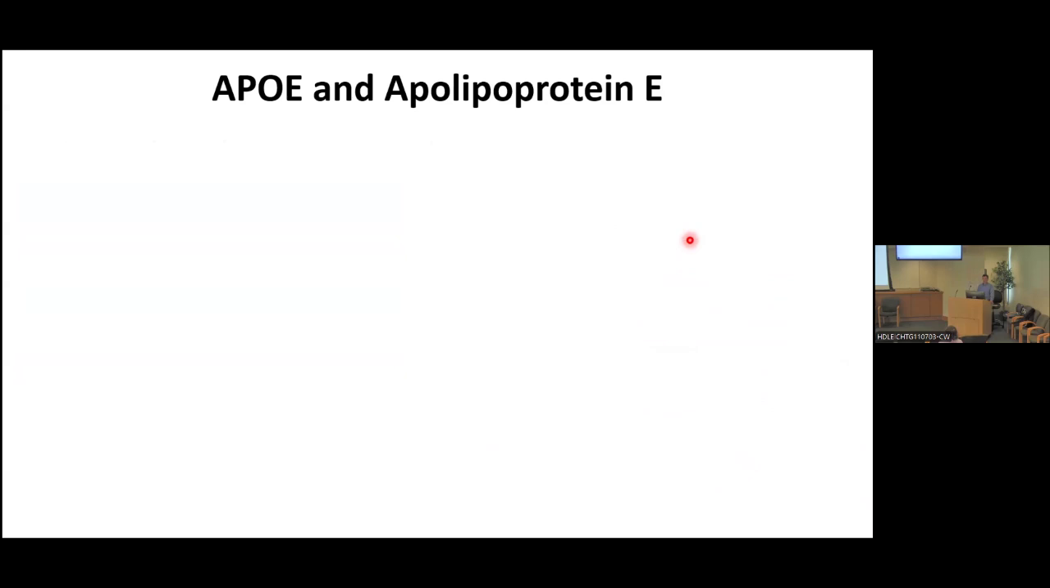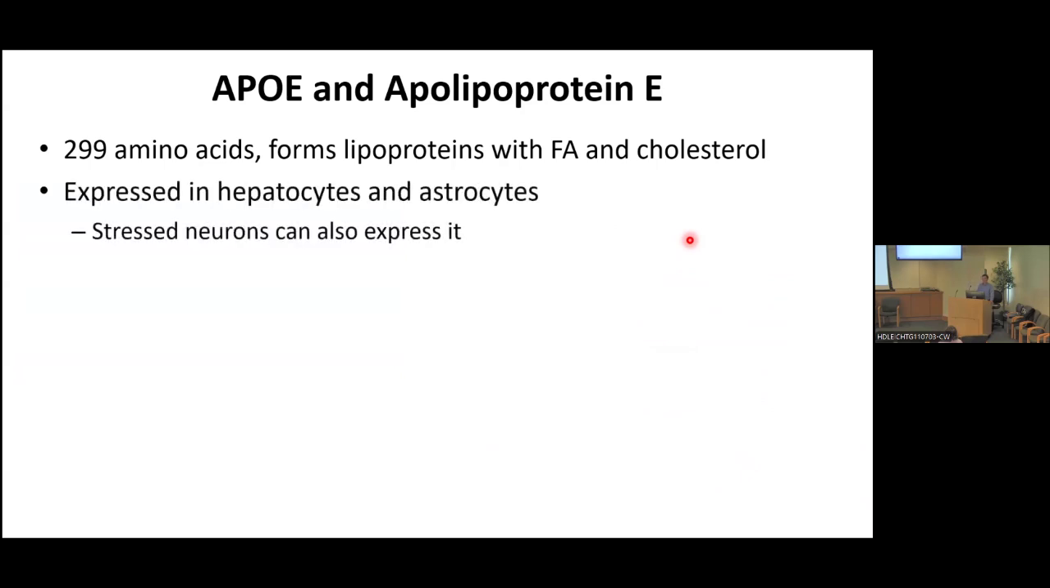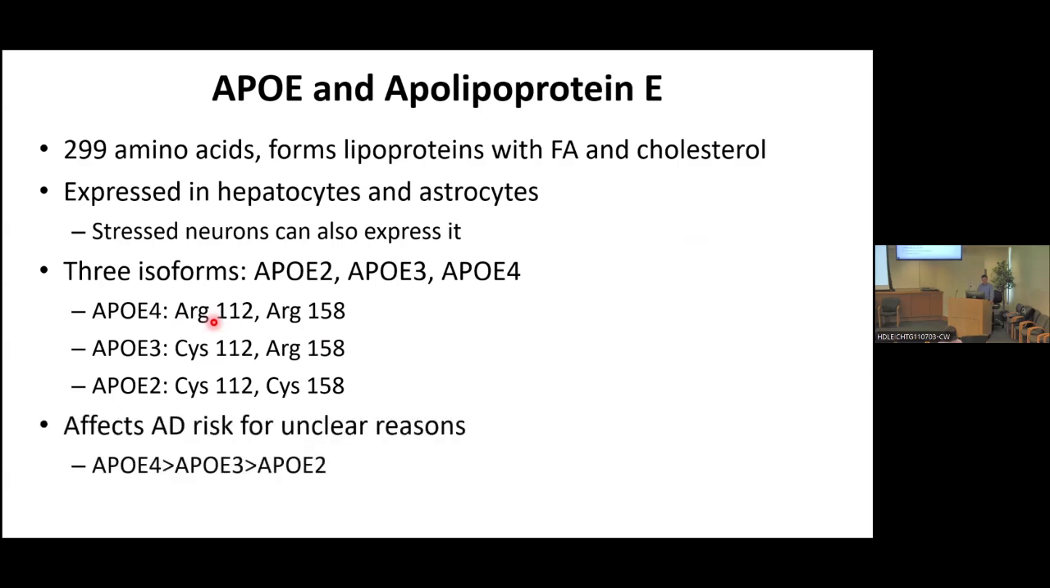What about ApoE? So ApoE encodes a 299 amino acid peptide that forms lipoproteins with fatty acid and cholesterol. It's normally expressed in hepatocytes and astrocytes, although stressed neurons can also express it. There are 3 isoforms, ApoE 2, 3, and 4, that are defined by the amino acid that's present at 2 different spots, 112 and 158. And for reasons that are unclear, those who have an ApoE4 allele have a higher lifetime risk of Alzheimer's, and those who have an ApoE2 allele have a somewhat lower risk of developing Alzheimer's relative to the most common variant, which is ApoE3.